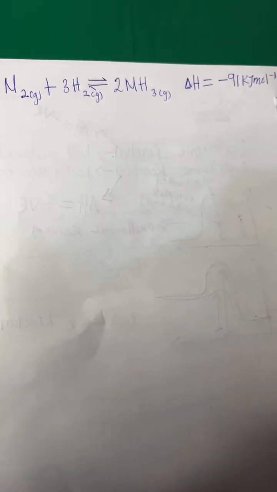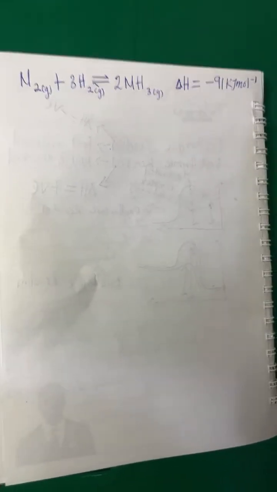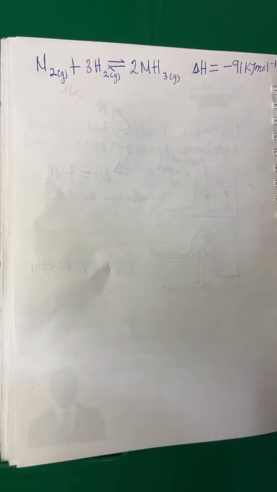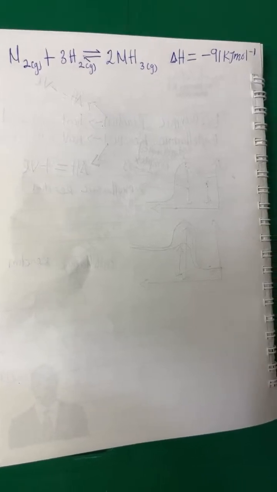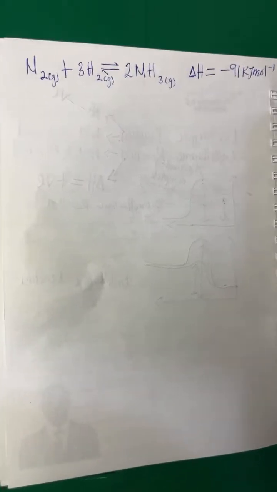So now you can see this reaction. The first question I want to ask people from this reaction, the delta H of this reaction is minus 91 kilojoule per mole. The first question is, what type of reaction is this? Is this an endothermic reaction or an exothermic reaction? This formation of ammonia, is it an endothermic reaction or an exothermic reaction?